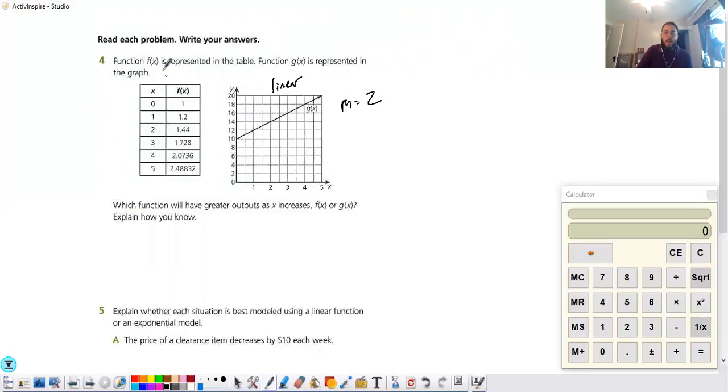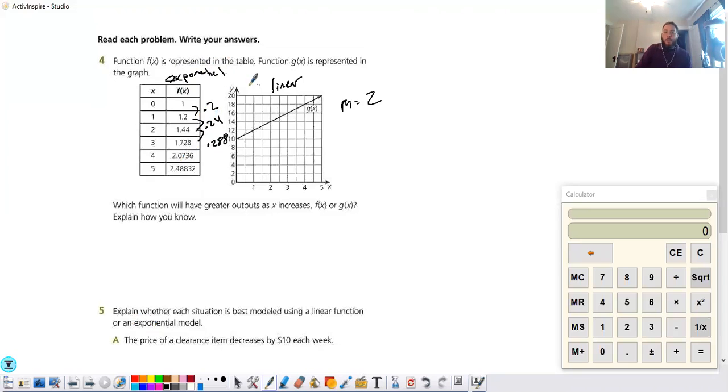Now, if we look at our f of x, we can see that this doesn't look like it's increasing by the same amount. From 0 to 1, it increases by 0.2. From 1 to 2, it actually increases by 0.24. So you can see that that number is getting bigger. From 2 to 3, you can see that it increases by 0.288. So you can see here that this is not a common difference. So this is going to be an exponential function.